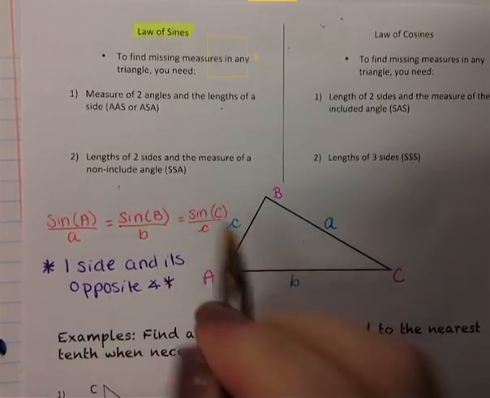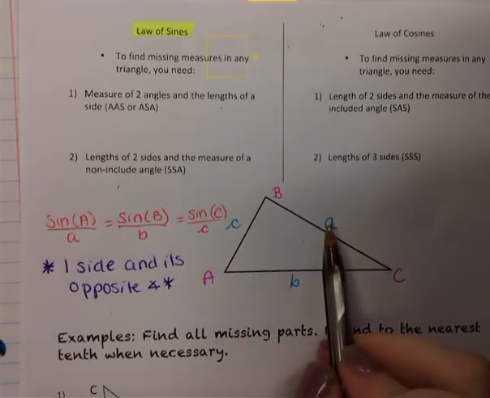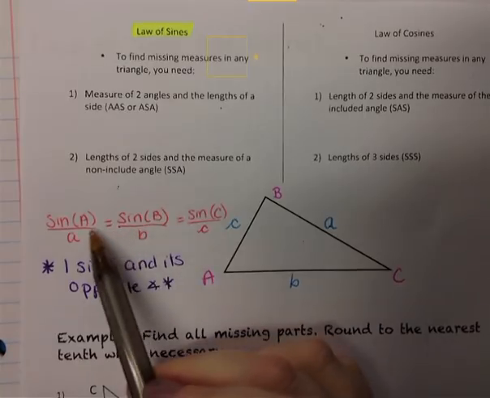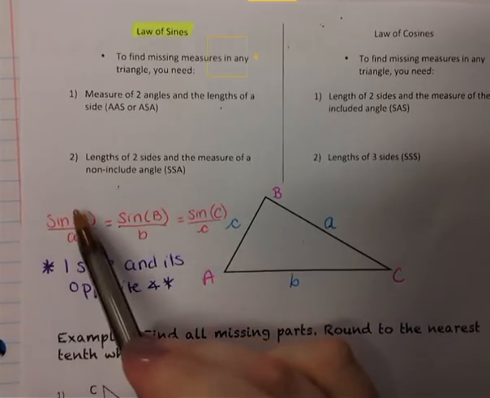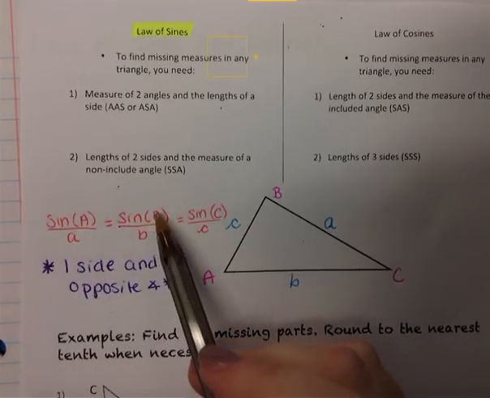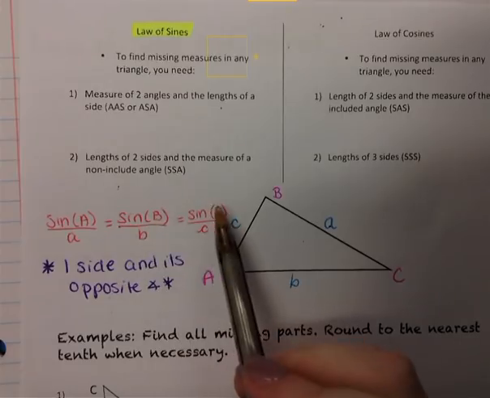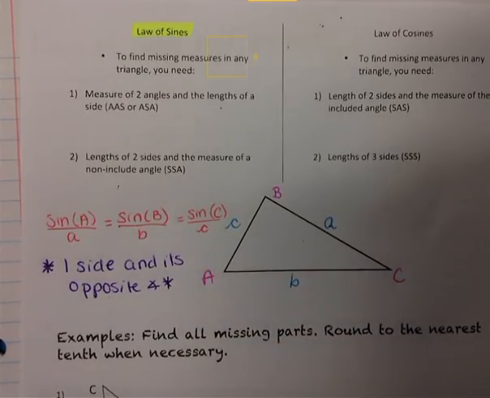So again, if I have angle A and little a, then I can do law of sines. I would just do sine of big A over little a, and then I could figure out either big B or little b, or big C or little c, depending on what it is I'm looking for.